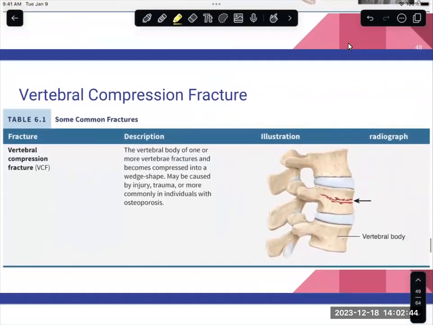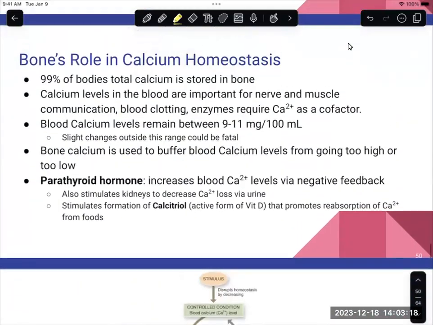Here's another one you'll see. So knowing it is a compression fracture. This is most common in people with osteoporosis. These are more pathologic fractures. In people with severe osteoporosis, literally all they'd have to do is go from sitting to standing. That change in body weight is enough to cause one of these vertebrae to collapse down on itself. That's a compression fracture.